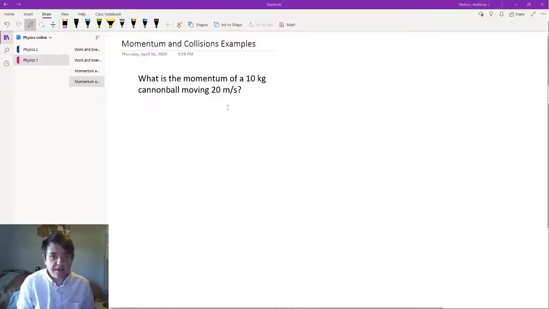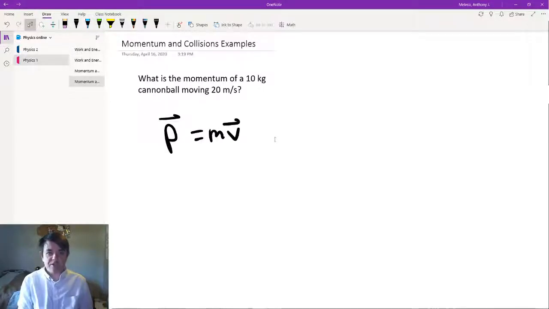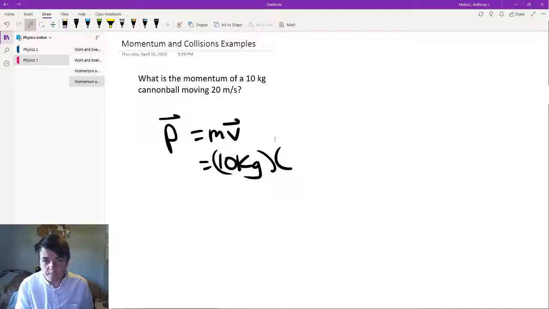So I've got an example already up, and it is, what is the momentum of a 10 kilogram cannonball moving at 20 meters per second? We usually start with the simplest type of example, so once again, we'll do just that. Momentum is equal to mass times velocity. So we have our mass right here, 10 kilograms, and we have our velocity at 20 meters per second.